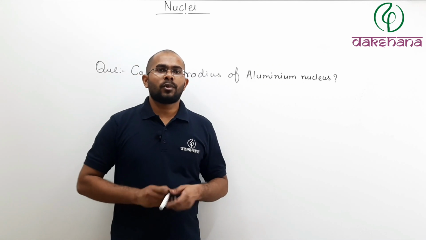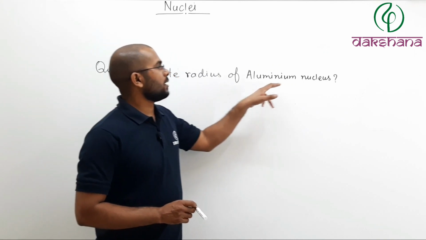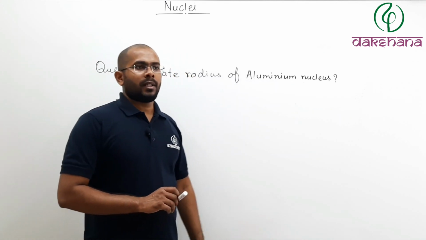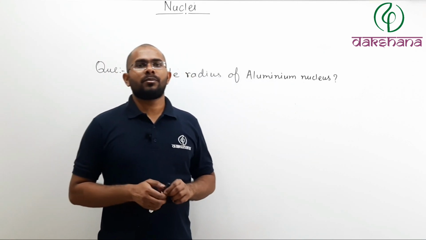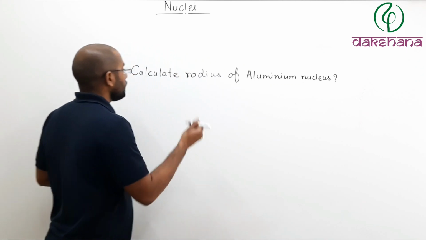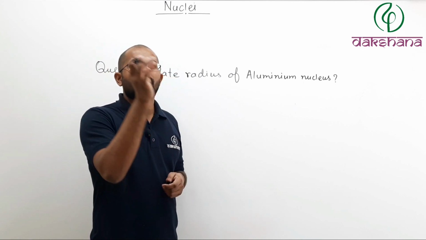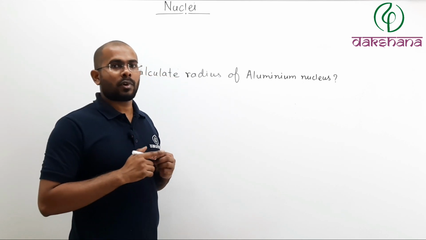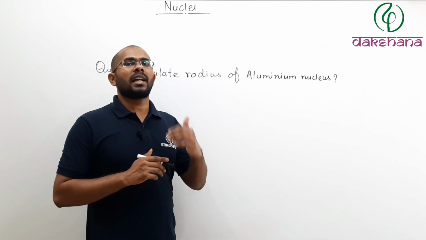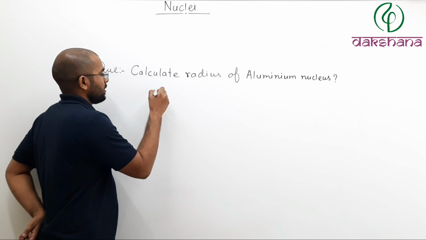So let us solve one more question, very simple. Calculate the radius of an aluminum nucleus. What is the mass number for the aluminum nucleus? The mass number is 27. What is mass number? It is the number of protons plus the number of neutrons, and protons and neutrons are collectively called nucleons. So what will you write?